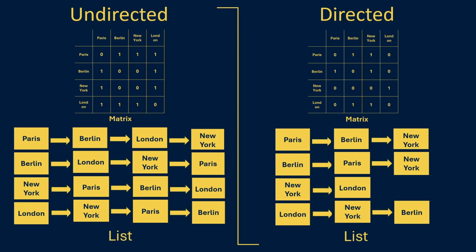And that's a comparison of directed and undirected graphs. We've seen how they differ in terms of connections, adjacency matrices, and linked list representations. Understanding these differences is crucial for working with graphs in computer science.